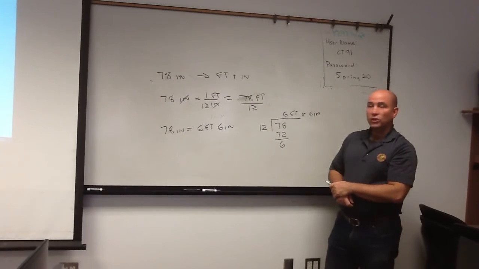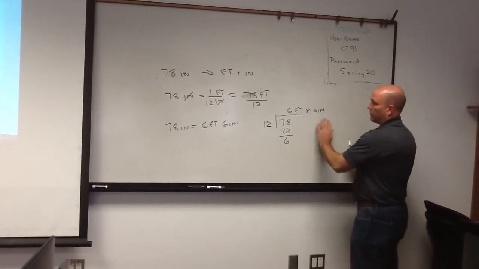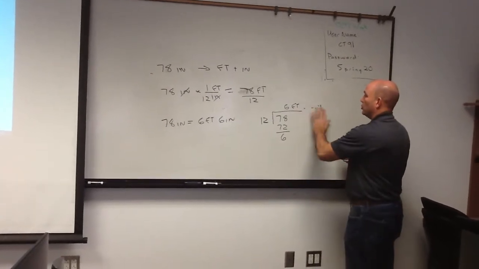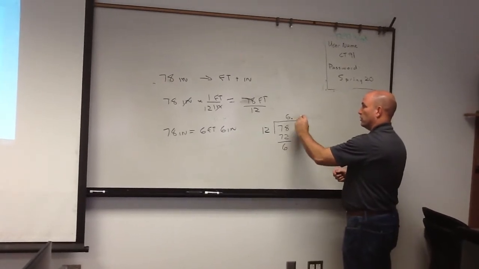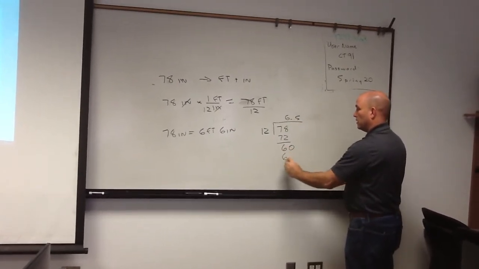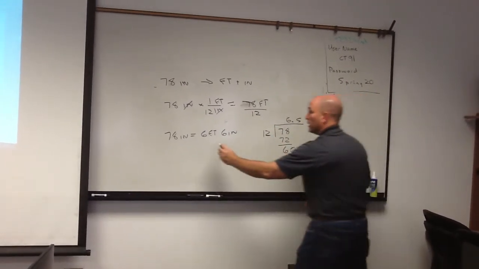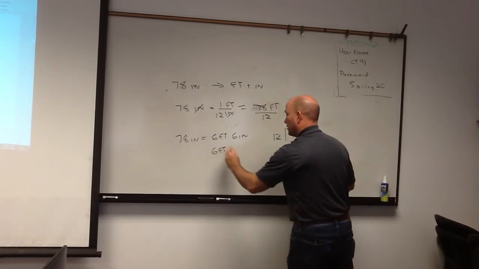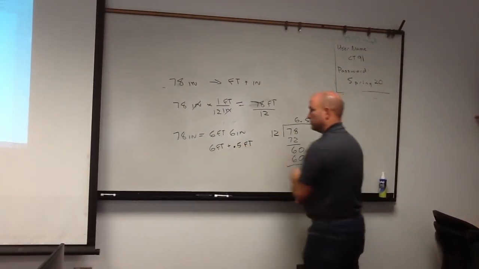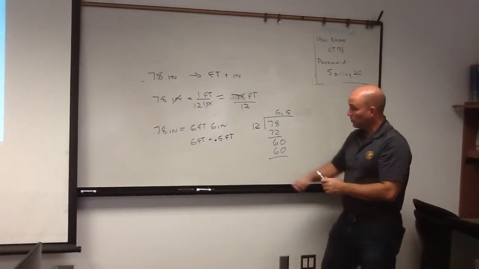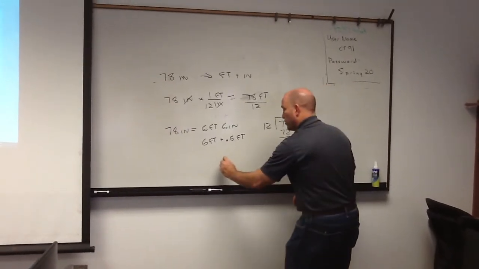Right? Now what if you used your calculator? You would get, instead of this remainder thing and having the ability to stop, your calculator would go the distance on it, and it would turn it into 6.5. So then you would have 6 feet plus 0.5 feet. Right? That's what your calculator would tell you. So how do you convert that back into inches? The same way we've been doing it.